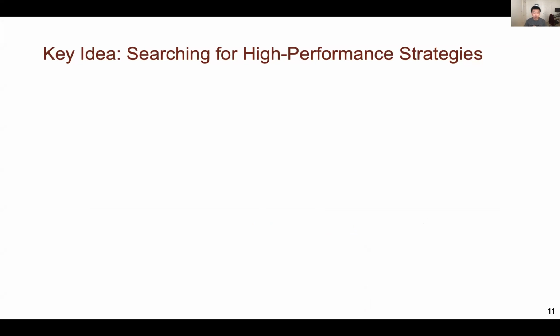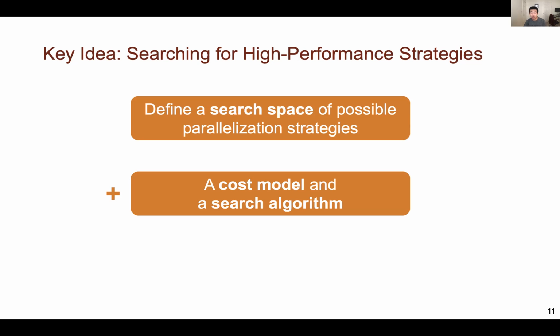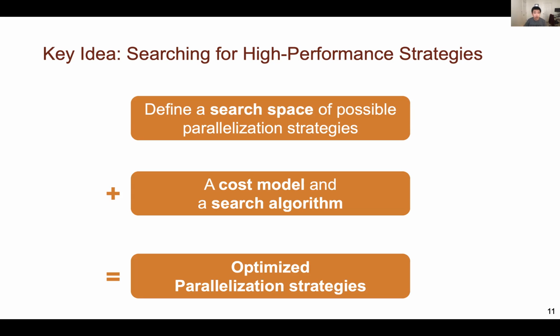Okay, as I briefly mentioned earlier, the key idea of FlexFlow is to search for high performance strategies, and this involves two key components. First, we define a very comprehensive search space of possible parallelization strategies, and try to identify potential ways to parallelize DNN training. And second, in FlexFlow, we use a cost model to evaluate different candidates in the search space. For different parallelization strategies, the cost model will tell us which ones are more promising. We also use a search algorithm to allow us to quickly find highly optimized solutions. By combining these two key components, we are able to discover highly optimized strategies.